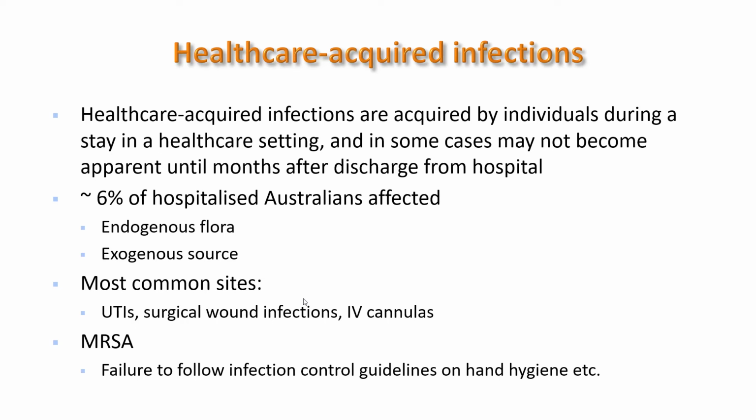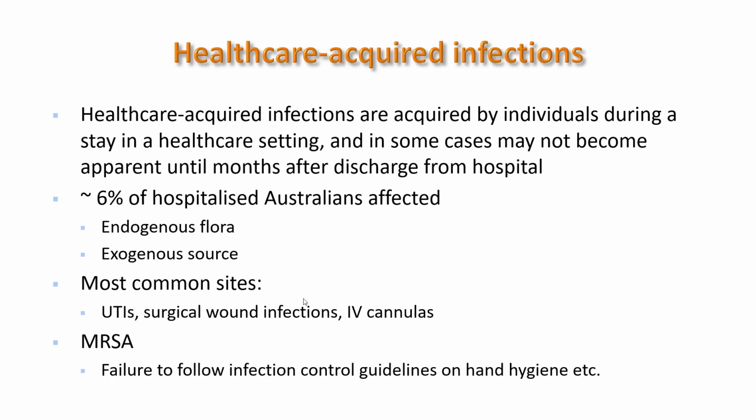The last topic I wanted to touch upon is healthcare acquired infections. So these infections are acquired by individuals during a stay in a healthcare setting, and in some cases may not become apparent until months after discharge from the hospital. Up to about 6% of hospitalized Australians are affected. Most common infections are urinary tract infections, surgical wound infections, and infections at the site of IV cannulas.